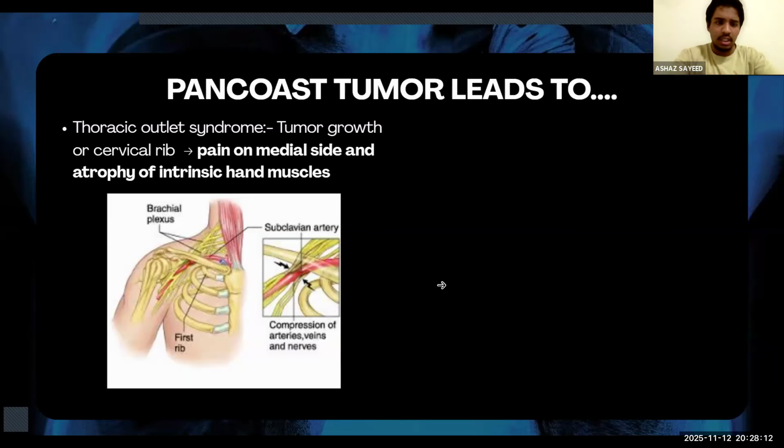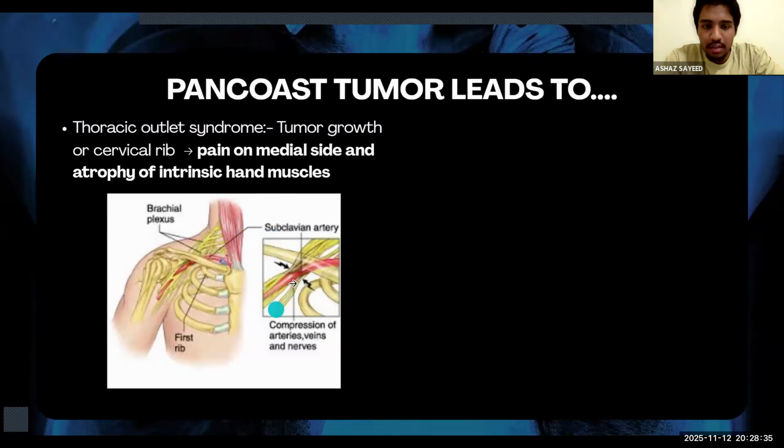You can look at this diagram here. The brachial plexus is going under the clavicle. You have your clavicle here, and you have the first rib. The clavicle, the first rib, and then the shoulder joint. This space is really small, so it's going in this direction. So already the space is really tight, and if a tumor comes in, it's going to completely compress there.